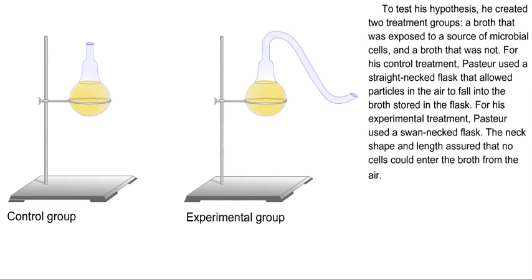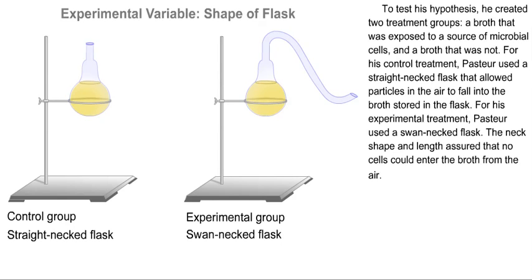For his control treatment, Pasteur used a straight-necked flask that allowed particles in the air to fall into the broth stored in the flask. For his experimental treatment, Pasteur used a swan-necked flask. The neck shape and length assured that no cells could enter the broth from the air.